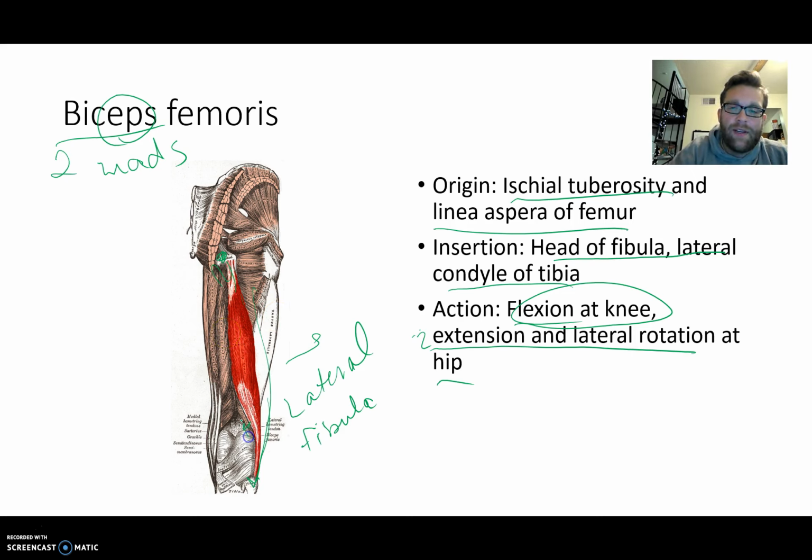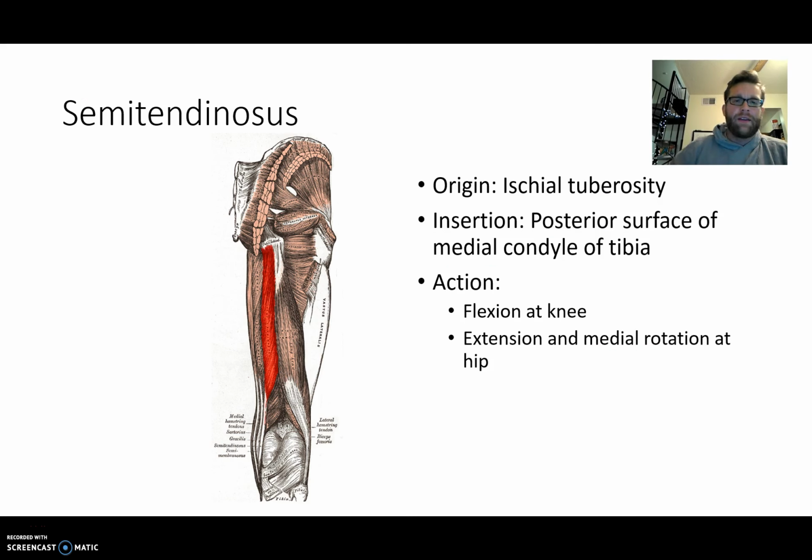So when you pull up on it, it's going to pull on this part of the fibula and cause your knee to flex. You can actually feel that if you feel the back of your knee, and you flex it back and forth, you can feel that if you have your hand on the lateral side.